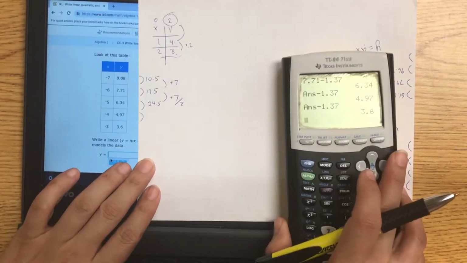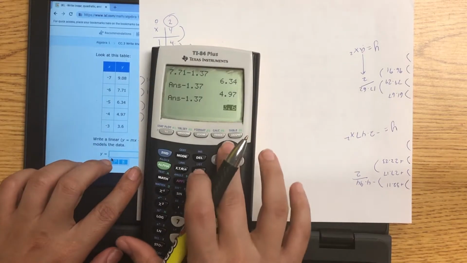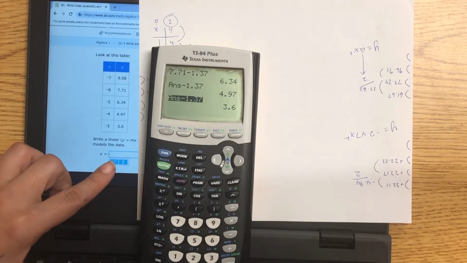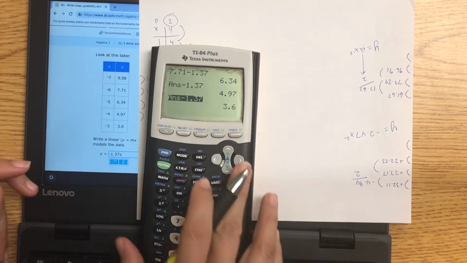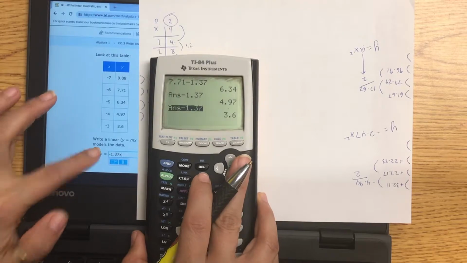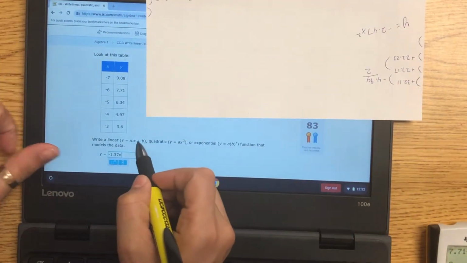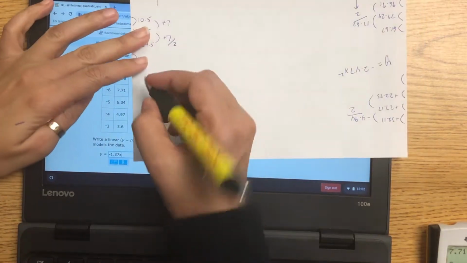So it's going to be y equals mx plus b. So y equals m, the change, which is what we're subtracting, negative 1.37 x, and then plus b is where it's 0. But it's not 0 here, which means I need to continue the table, because plus b is the y-intercept, and that's where x is equal to 0. So I need to continue the table.